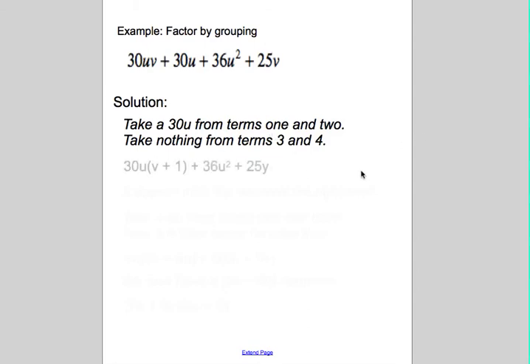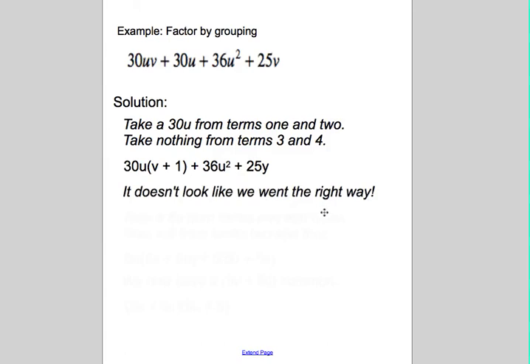Well, here's what you get. You take out a 30u and you get v plus 1. Then you get 36u squared plus 25, and I'm sorry, that should say 25v. Well, it becomes a little bit difficult to change 36u squared plus 25v to v plus 1. So it looks like we'll have to start from scratch, because it looks like we didn't go the right way.